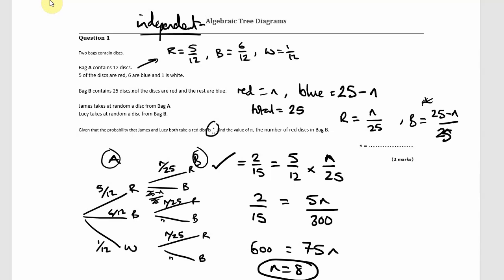Let's check that that's actually what they wanted. But hence find the value of n. Okay. That's all they wanted. They just wanted us to find n. So that means there are 8 red counters in there, so there must be 17 blue counters in that bag.